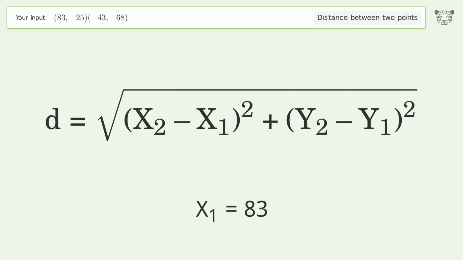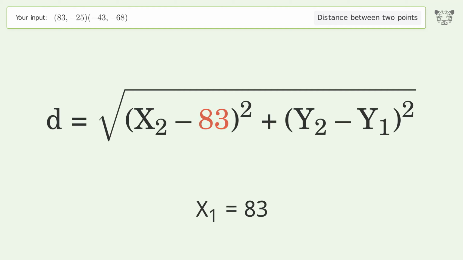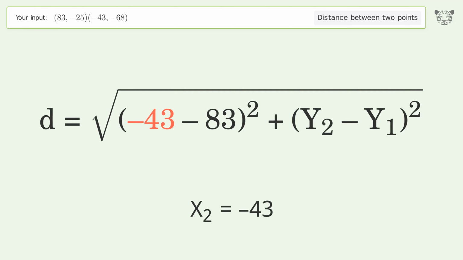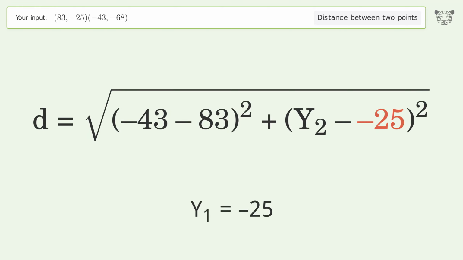x1 equals 83. x2 equals negative 43. y1 equals negative 25. y2 equals negative 68.